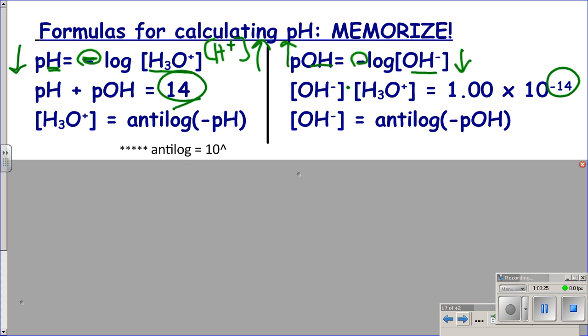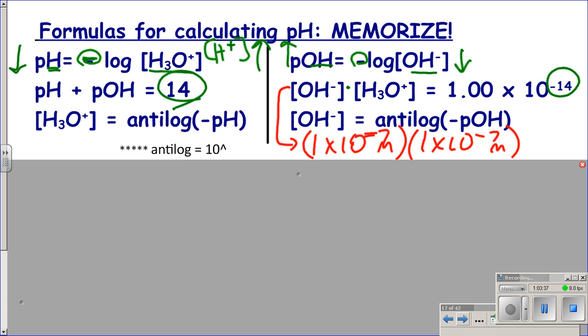So how does this work mathematically? I'm going to draw an arrow here. 1 times 10 to the negative 7 molar, that's the hydroxide, and then 1 times 10 to the negative 7th molar for hydronium. How does that equal 14? Exponents add when you're multiplying. Exponents do what when you're dividing? Subtract. We'll be using that throughout, okay?